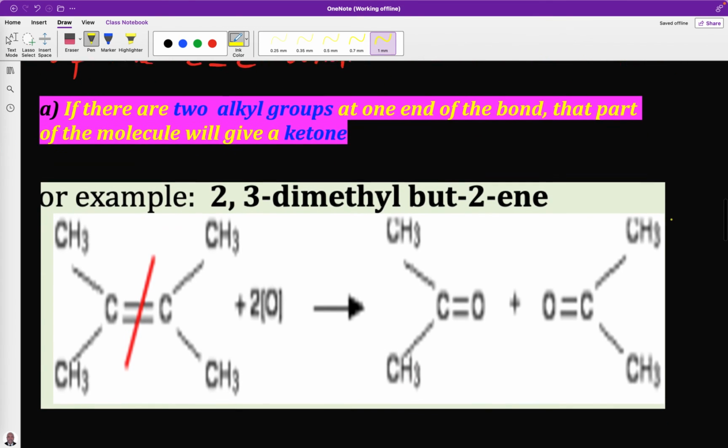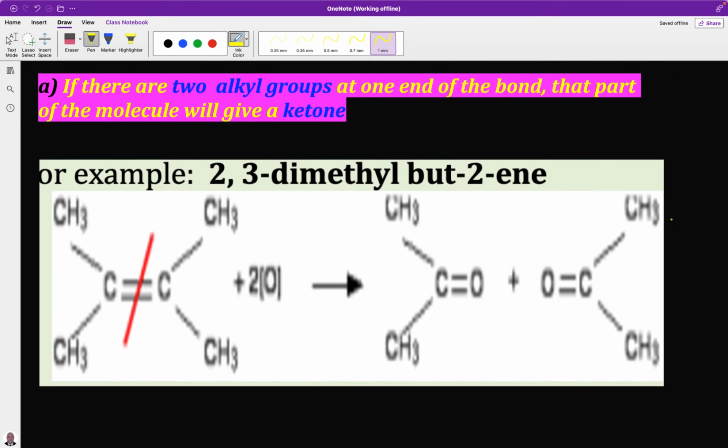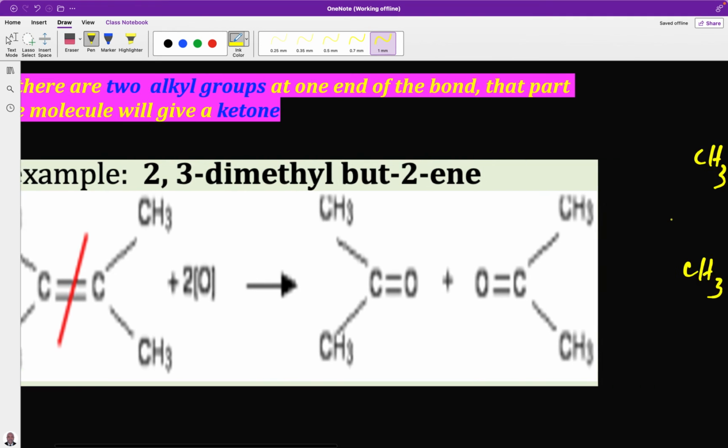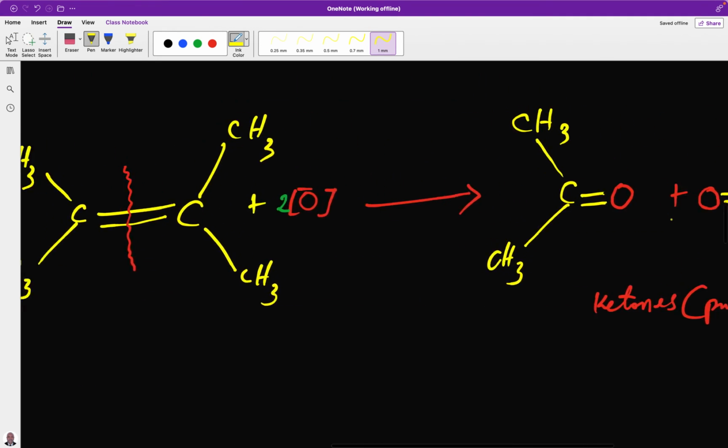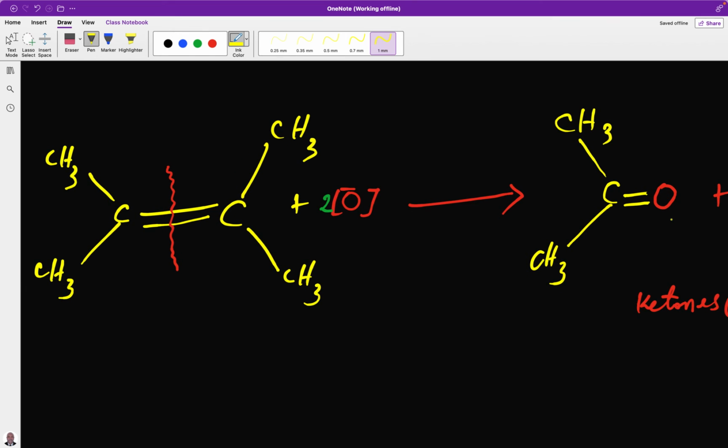My example is 2,3-dimethylbutene. With this example, under the harsh condition, the bond on the alkene will break. And when the bond breaks, oxygen from the oxidizing agent will be provided, and these oxygen atoms will be bonded to the molecule.